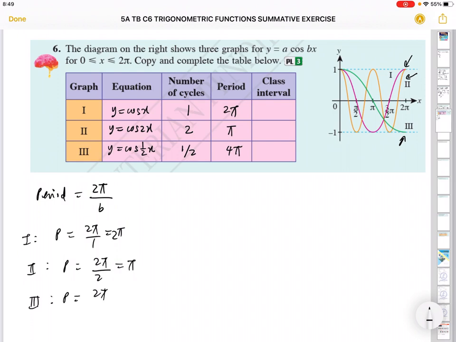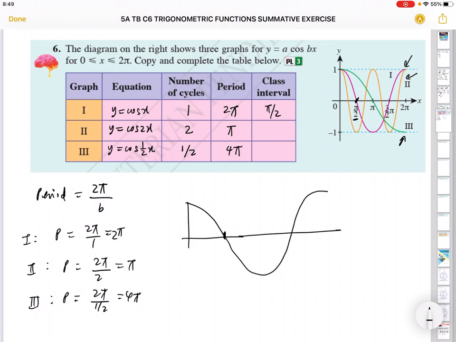Okay, what is your class interval? Class interval refers to, in this case, one quadrant. So for one quadrant, in the first case, for the red color line, you can see it is pi over 2. One cycle has 4 quadrants if you like. So this is pi over 2, this is pi, this is 3 pi over 2, this is 2 pi. So you complete one quadrant in pi over 2.